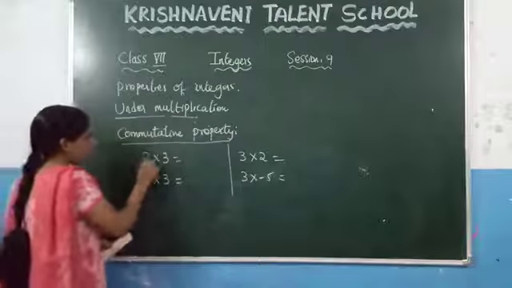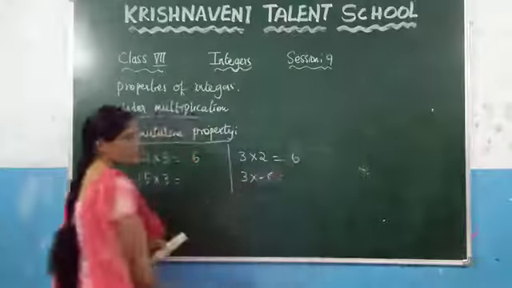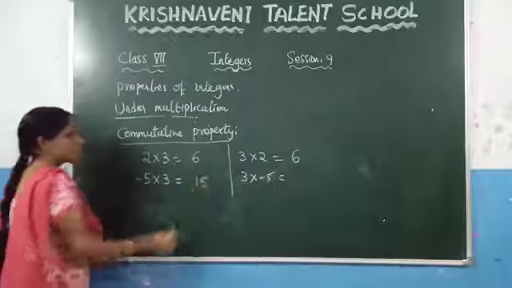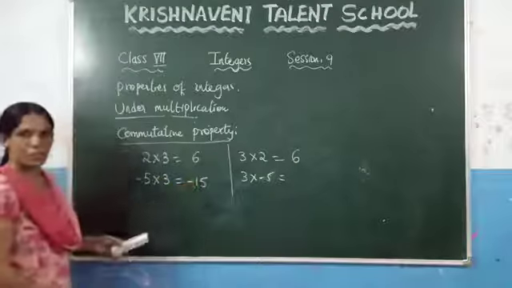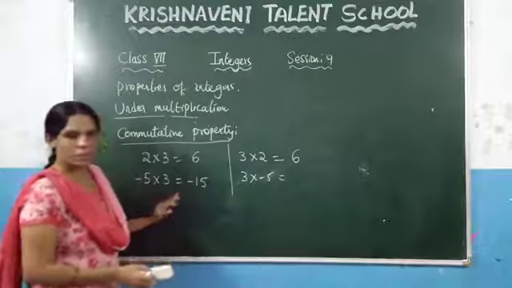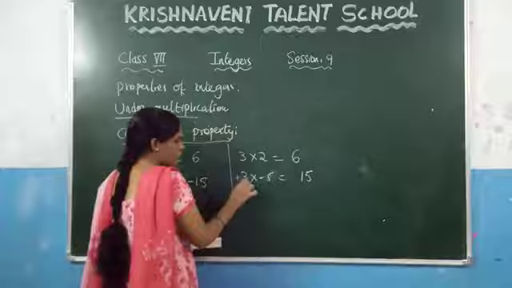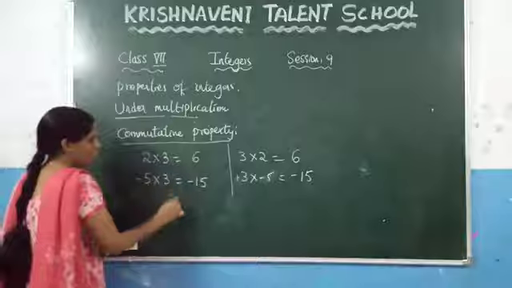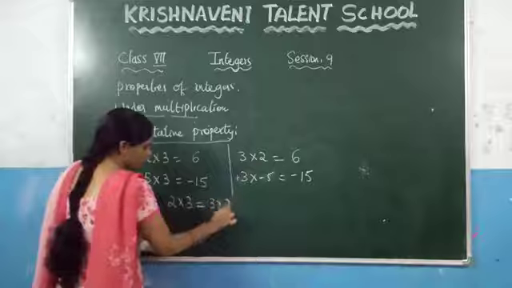Now calculate it. What is the value of 2 into 3? 6. And 3 into 2? Also 6. Now what is the value of 5 into 3? 15. Now check the symbol. Minus into plus is minus. You know that if one is positive and one is negative, the result will always be negative. Now multiply 3 into 5, which is 15. What is the value of plus into minus? Minus. From these statements we can conclude that 2 into 3 must be equal to 3 into 2. Both are the same.